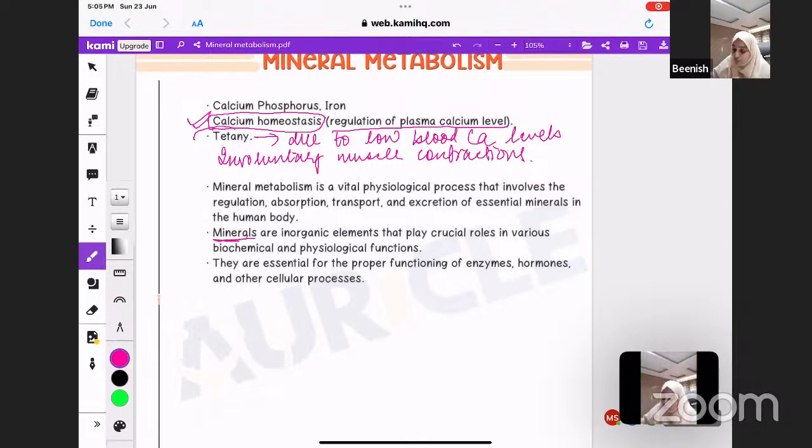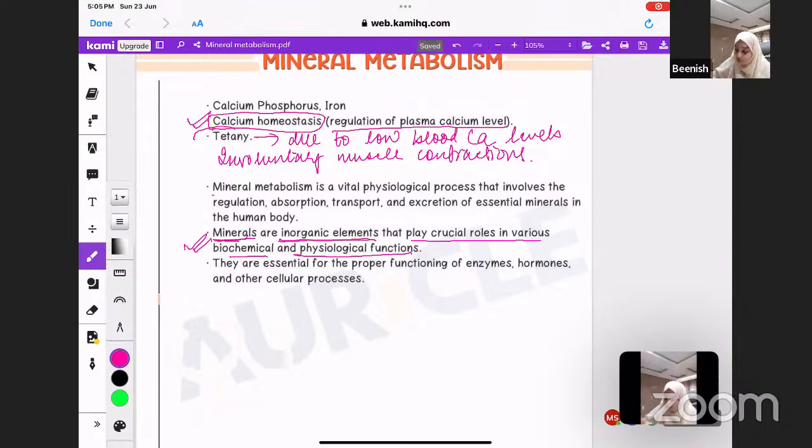So firstly, talking about what are minerals. Okay, so minerals are inorganic elements. Like we spoke that vitamins are organic molecules, minerals are inorganic elements that play crucial roles in various biochemical and physiological functions. Okay, so minerals are inorganic elements that are required for various biochemical and physiological functions taking place in the body.